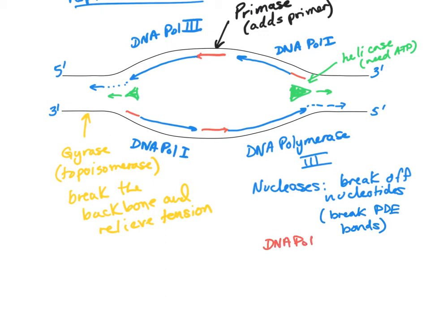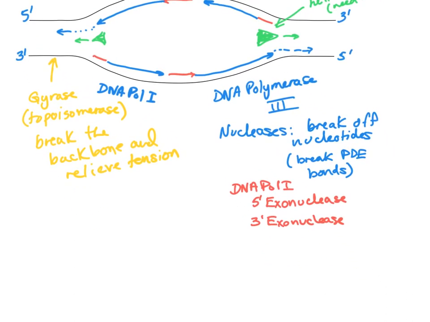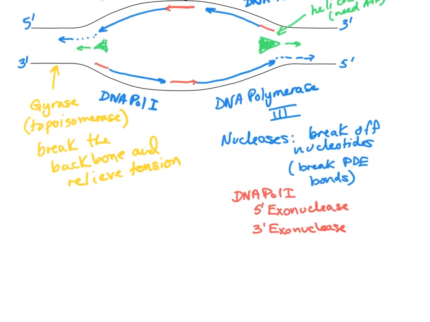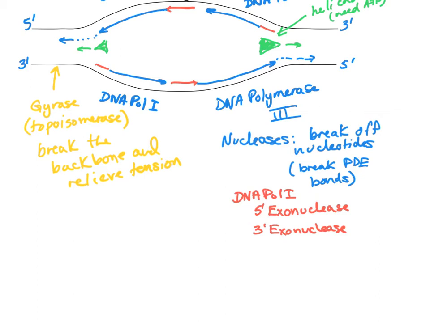DNA Pol 1 has what's called a 5' exonuclease and a 3' exonuclease. Let's take this apart a little bit. 5' and 3' are the termini of nucleic acids, and exonuclease means chewing up DNA or RNA from the outside. Exo means outside, like an exoskeleton. And what we're going to be seeing is the activity.